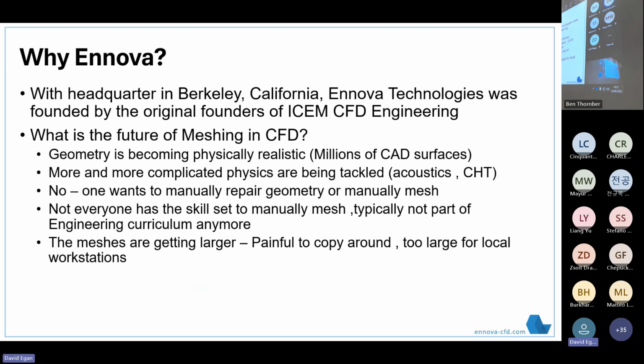We are in Berkeley. We're a very small company. We mainly have been working more in the aerospace and the automotive. However, we're the same team that did AutoCFD, for those of you with gray hair like myself who will remember.